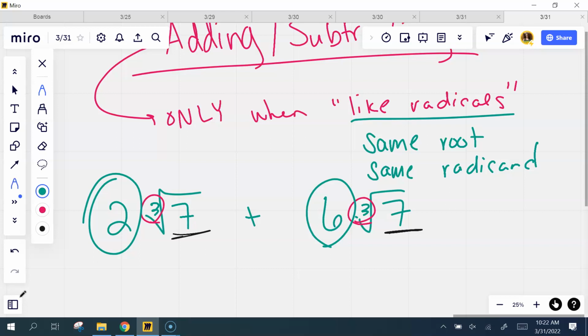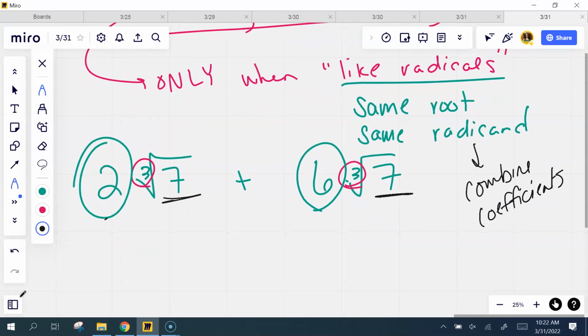So when we combine these, we combine them just like we combine like terms. We combine the coefficients and we leave those radicals alone. So let me write that. We combine coefficients. So this would become 8, and then the third root of 7 stays. Just like if it was 2x plus 6x and the x stays, the radical stays. Does that make sense to you?